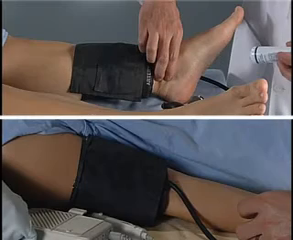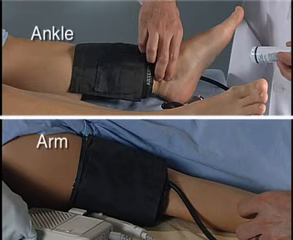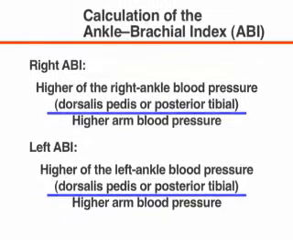To calculate the ankle-brachial index, divide the systolic blood pressure from the ankle by the systolic blood pressure from the arm. Use the higher systolic pressure from the dorsalis pedis or posterior tibial artery for the calculation of the ankle blood pressure. Also, use the higher brachial systolic pressure, as a lower arm blood pressure may be due to arterial occlusive disease in one of the upper extremities.